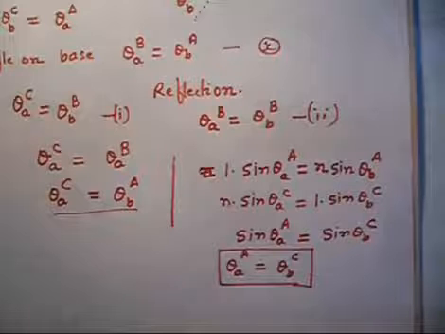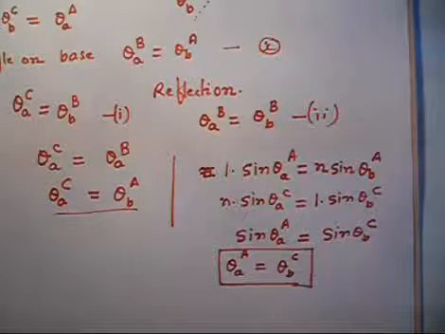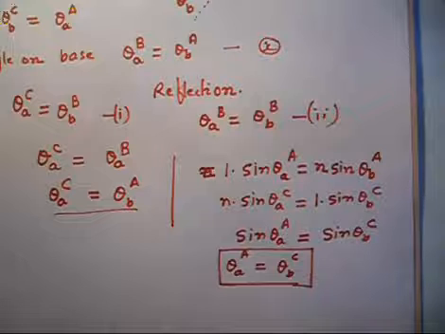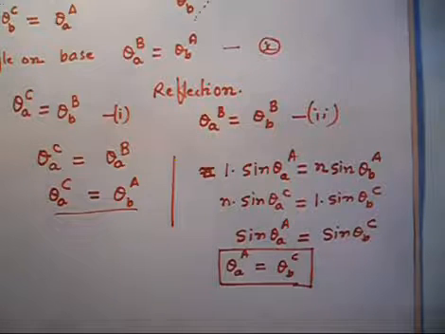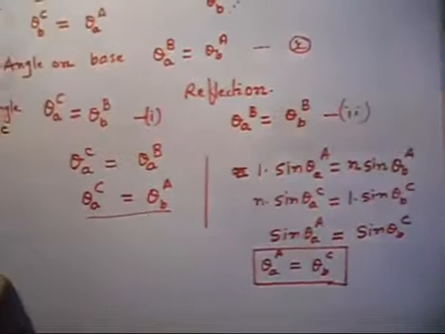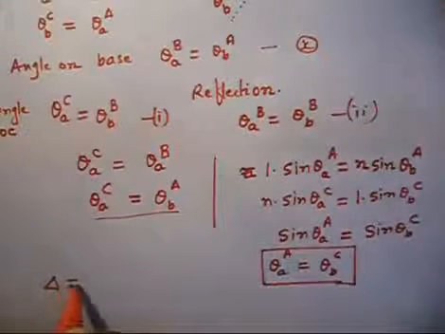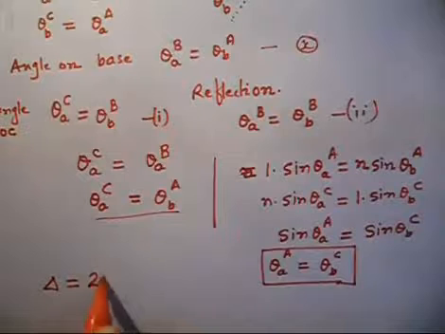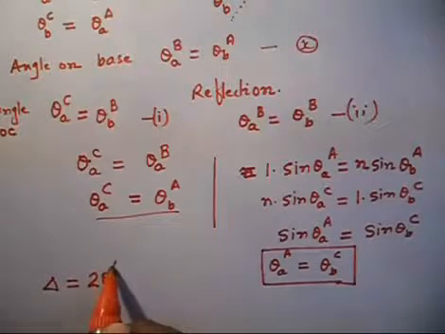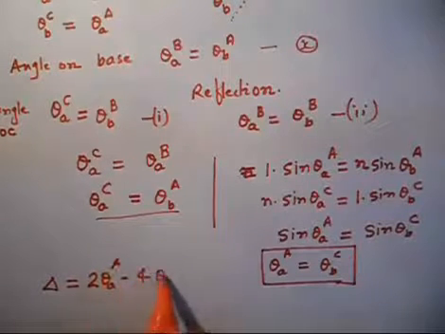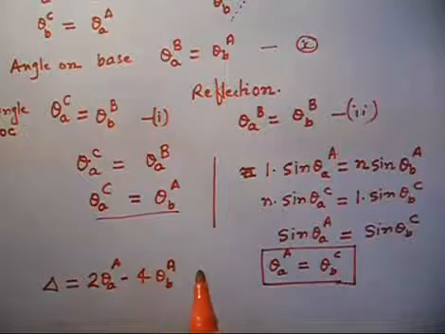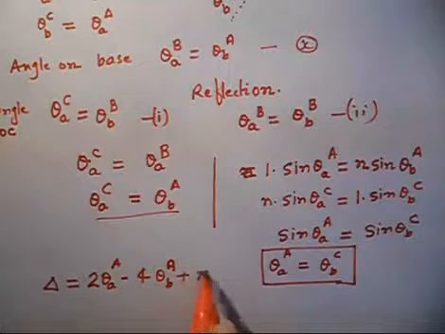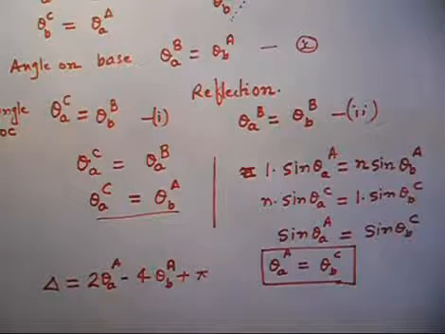Now the second part says the angle in radians between the ray before it enters the drop at A and after it exits at C, the total angular deflection, is given by: you have to prove the total angular deflection is given by 2 theta A at A minus 4 theta B at A plus pi. So we have to write it in terms of theta A.